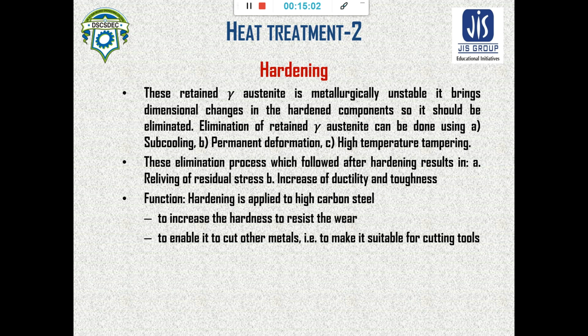Now what are the functions of the hardening process? The main function of the hardening process is to increase the hardness that would resist the wear, and to enable it to cut the material. So by hardening, it enables the workpiece to cut other material, that is, to make it suitable for making cutting tools. So the material can be used to make a cutting tool, that is the hardening process.